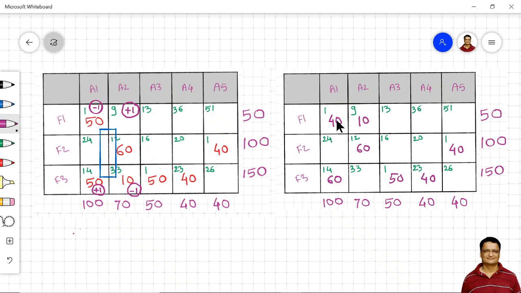And let us check the constraints one more time. 40 plus 10, 50, is equal to 100. 60, 50, 40 is giving me the value of 150. 40 plus 60, 100. 10 plus 60, 70, and these are 50, 40 and 40. So I am ready with these new allocations, and let us now see whether it reduces the cost or not.